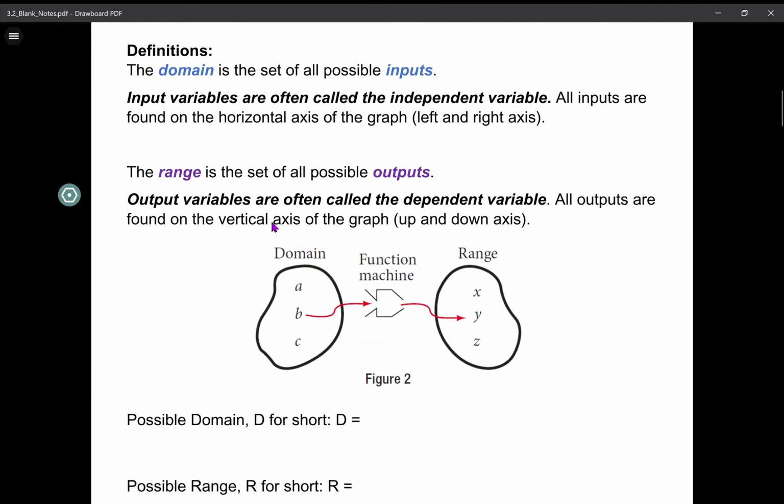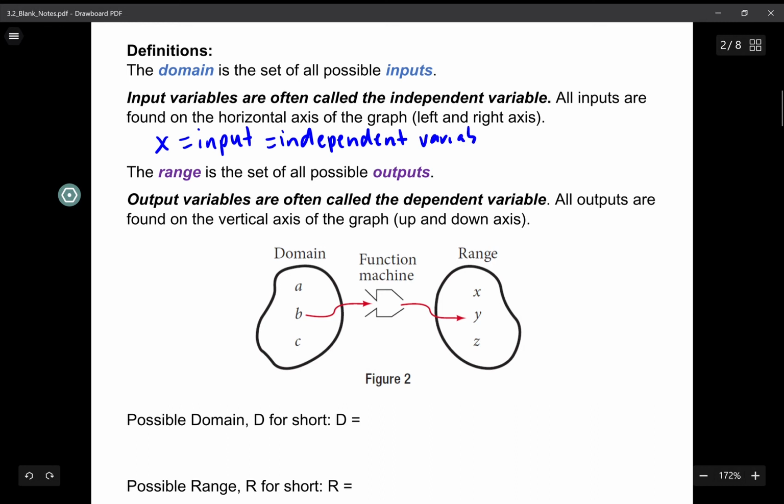All right, remember from our last video, we talked about the domain of a function, and remember it is the set of all possible inputs. Input variables are also called independent variables. They are found on the horizontal or x-axis. So remember, it's x in the input, in the independent variable, and that's on your horizontal axis.